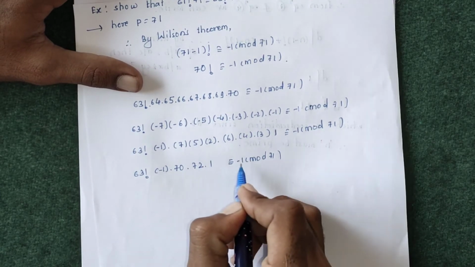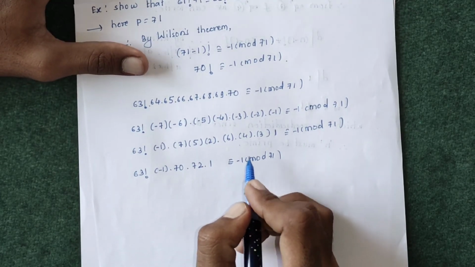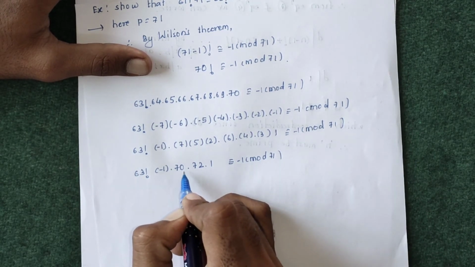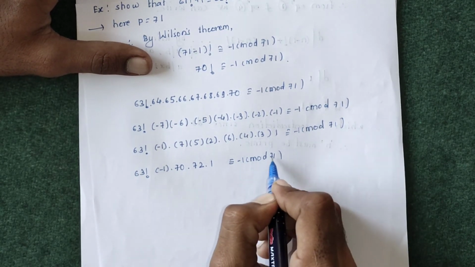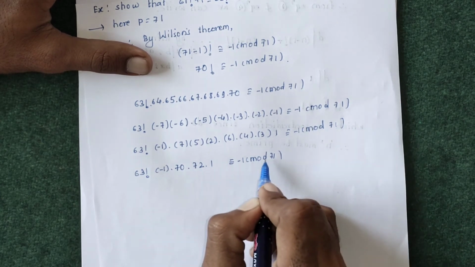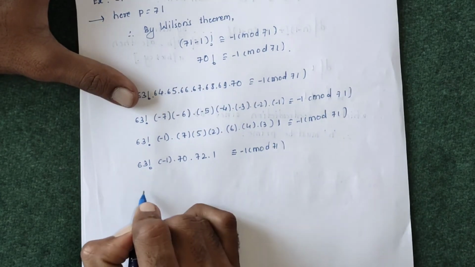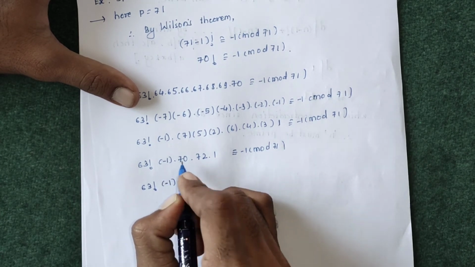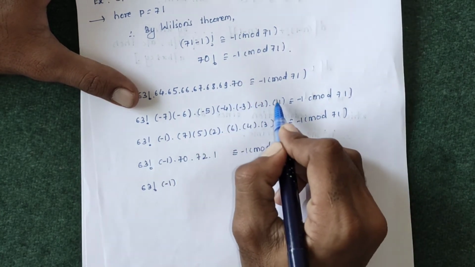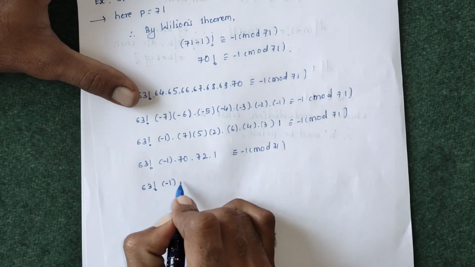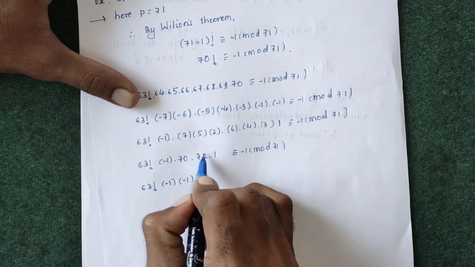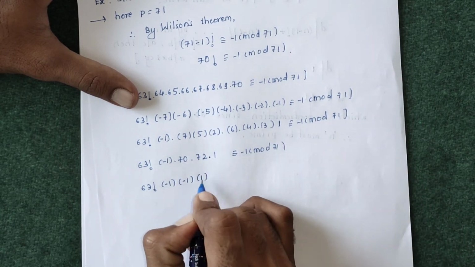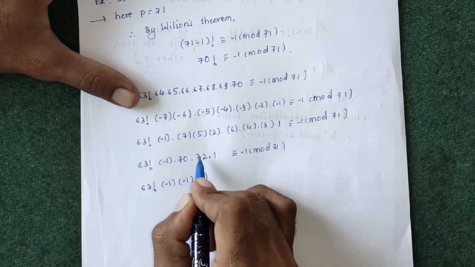Again, 70 is congruent to minus 1 modulo 71, and 72 is congruent to 1 modulo 71. So we can write this 63 factorial into this minus 1, and 70 is congruent to minus 1 modulo 71, and this multiplication 72 is congruent to plus 1, that is, 71 divides 72 minus 1.